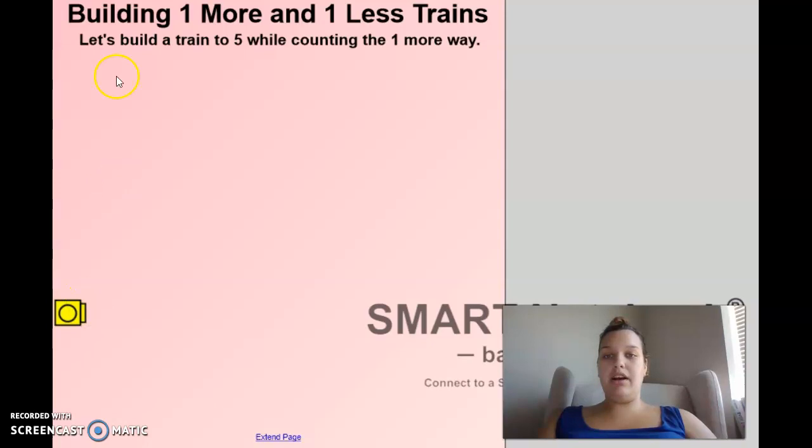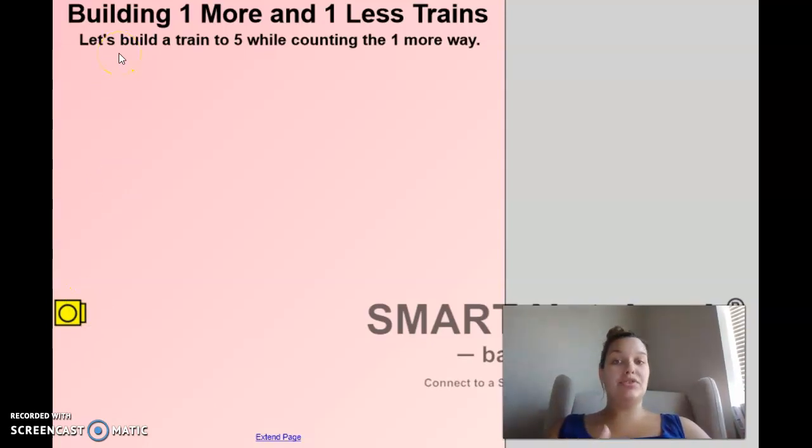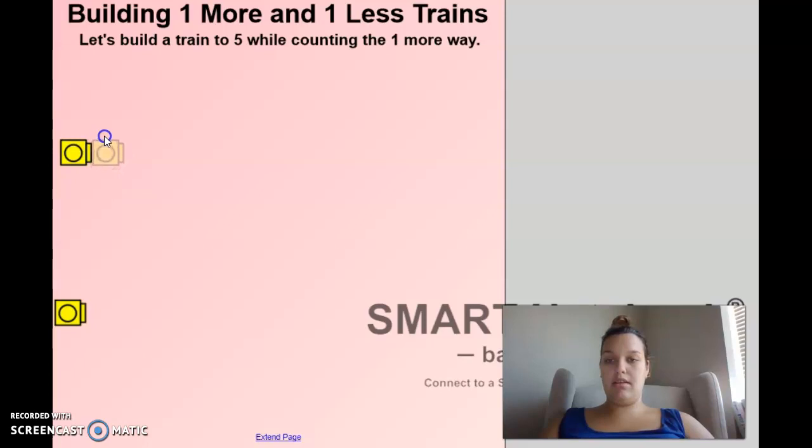So to start off, we're going to build one more and one less trains. So I want to build a train to 5 while counting the one more way. Do you think you could help me? What number do we have to stop at? 5. I have 1, 2, 3, 4, 5. Great job.